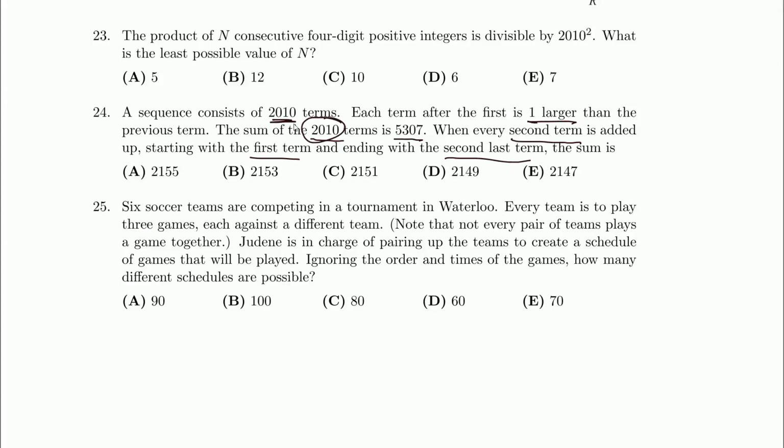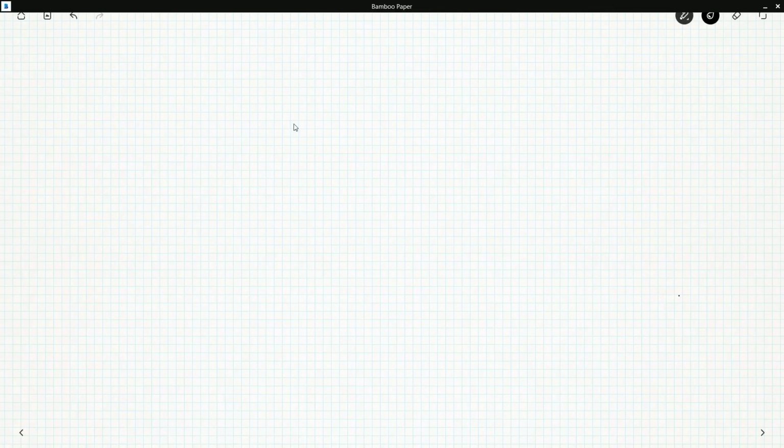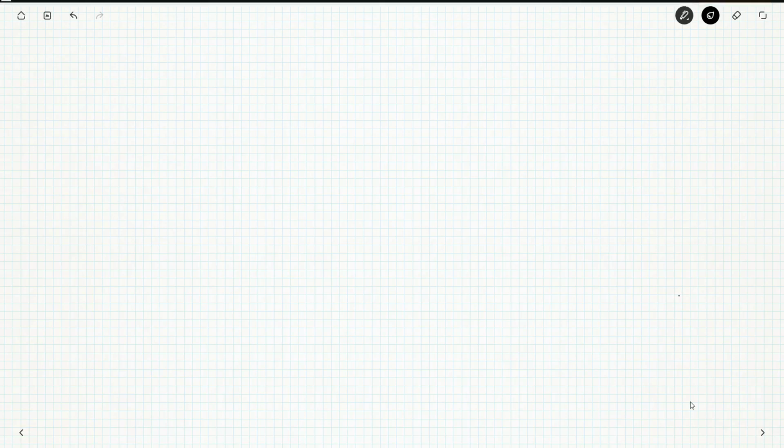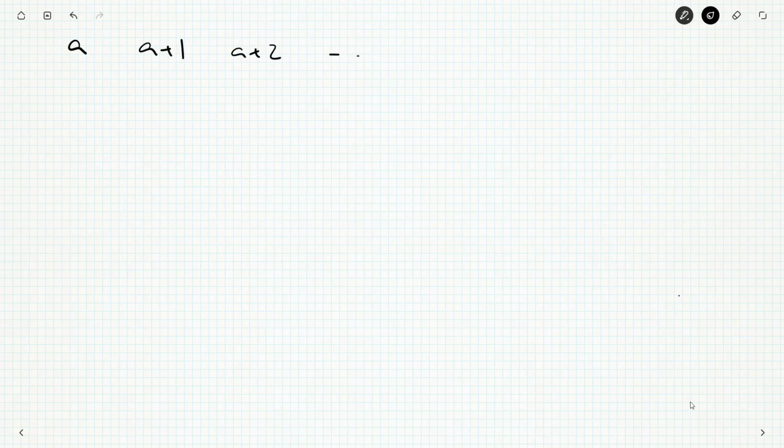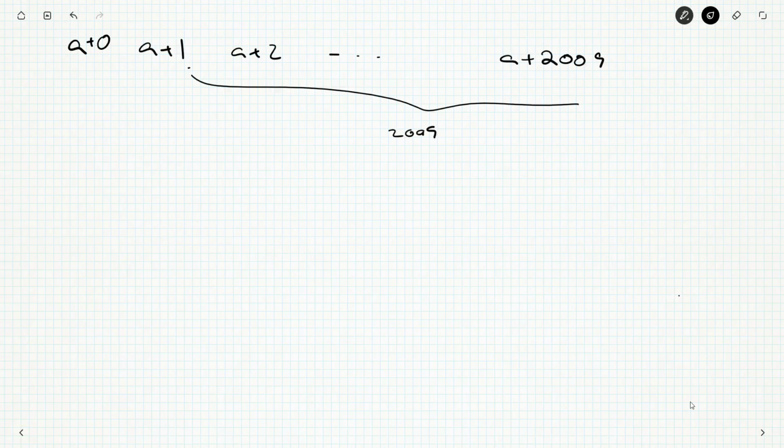Each term after the first is one larger than the previous term. This is what we call an arithmetic sequence. Every pair of consecutive terms differs by the same amount. I don't know how we're starting, but we start with some number a. Then we've got a plus 1, a plus 2, and we keep going all the way up to a plus 2009. Not 2010, because the first term is technically a plus 0, and from 1 to 2009 is 2009 terms. This gives us our 2010th term.